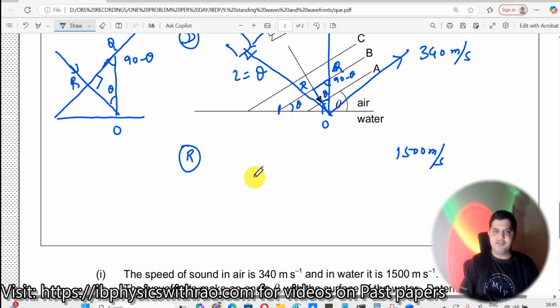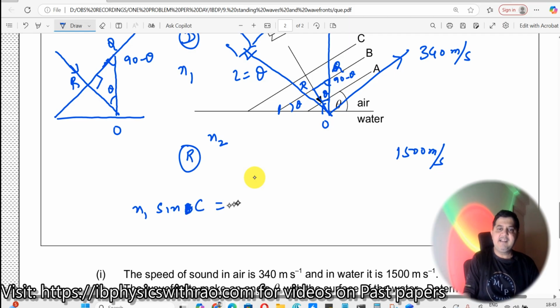You generally use this as, if I say this is my refractive index N1, this is my refractive index N2, I will write N1 sin theta max, or maybe I'll write N1 sin C is equal to 1. The sin C was nothing but your theta max in optics, right? N1 sin theta max is equal to 1.